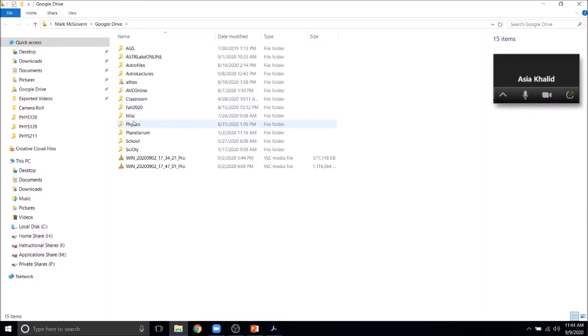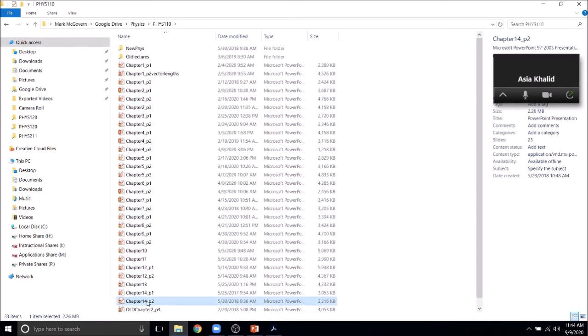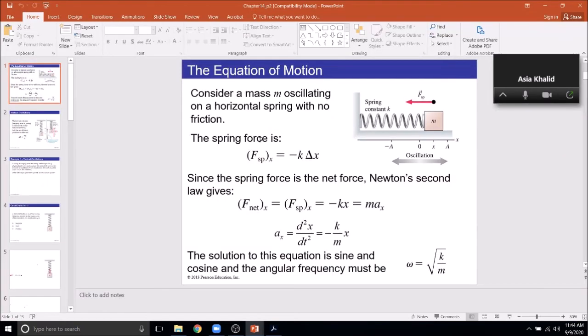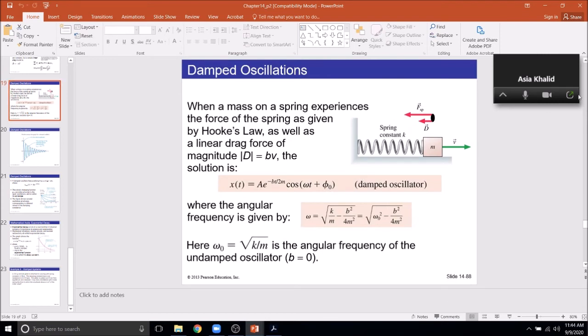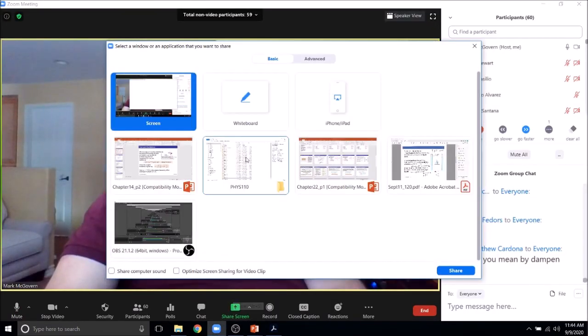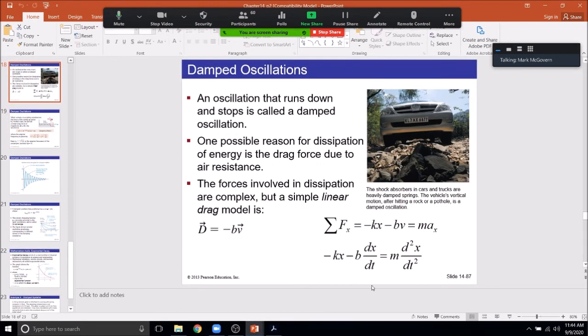Where is it? Physics 110. Ooh, I think it's here. Is that fluids? No, it's not. So this is one of the very last things we do in Physics 110. Let me screen share this thing. Ooh, where is it?